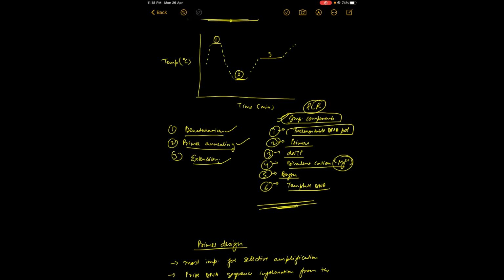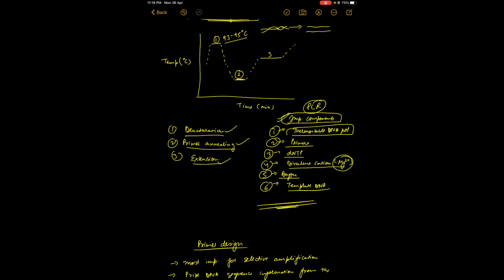Mainly this denaturation process takes place at a temperature of 90 to 95 degrees Celsius. At this temperature the genomic DNA that is double stranded gets denatured into single stranded. It gets separated out, and so the denaturation step is very important.